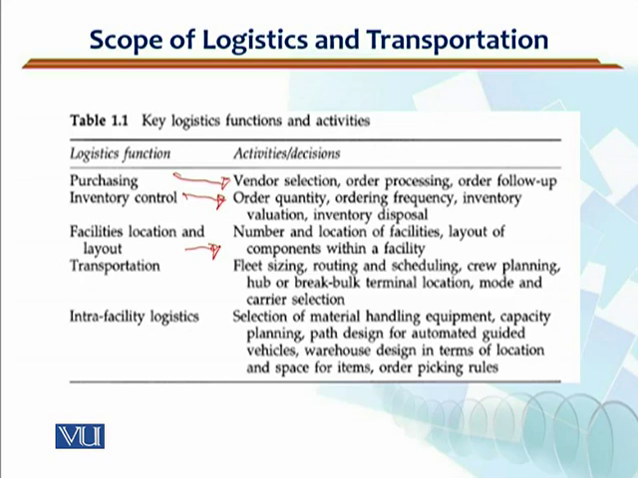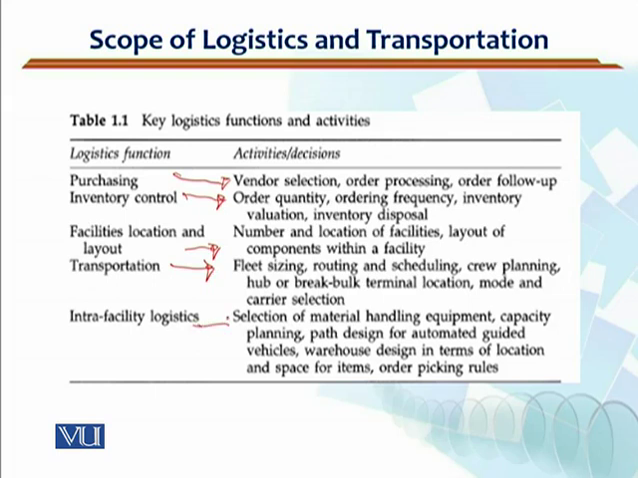Then another important aspect is transportation. The decisions normally taken are fleet sizing, routing and scheduling, crew planning, hub or break bulk terminal locations. Terminals, if you can recall, would be like your warehouse. Of course, यहाँ पर आपकी जो storage है, that would not be for a longer period of time, or you do not store your inventory at the break bulk terminals. Then mode of transportation and the carrier selections.